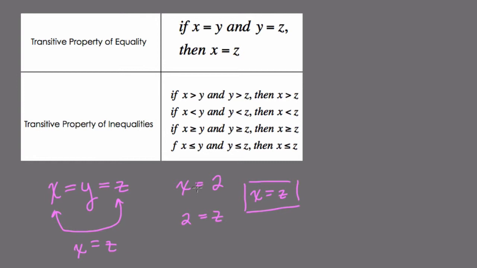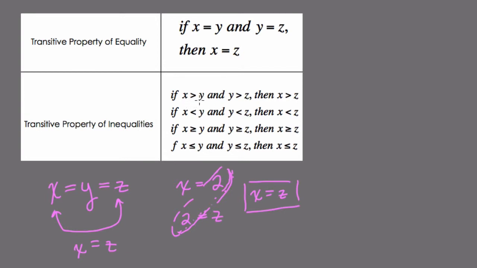The transitive property connects variables across a common link. It's not usually as obvious as this, that they both equal 2, but the idea is the same. That's the transitive property of equality, and the transitive property of inequalities, as you probably guessed, doesn't relate variables through equal signs, but the greater than, less than, or greater than or equal to signs.